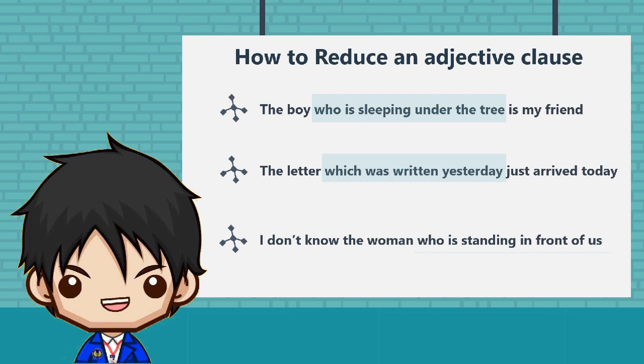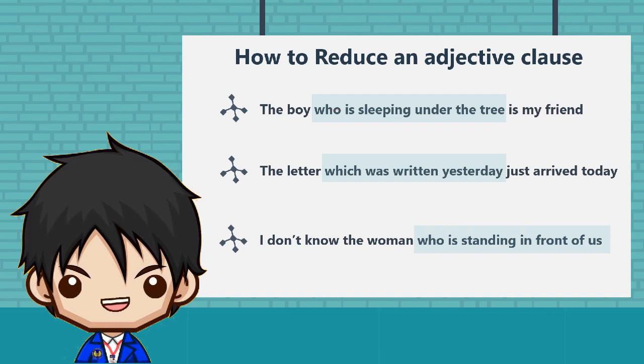We can do the third sentence with the same thing. I don't know the woman who is standing in front of us. Here, who is standing is the adjective clause. Okay? This is an adjective clause sentence that has not been reduced.